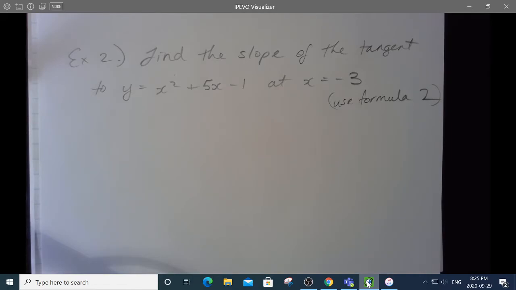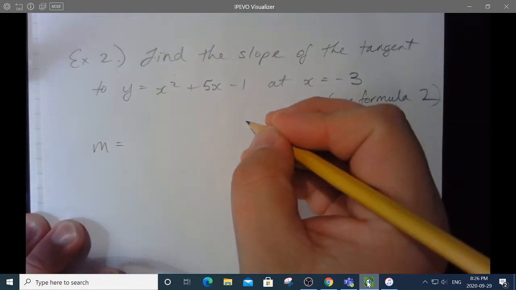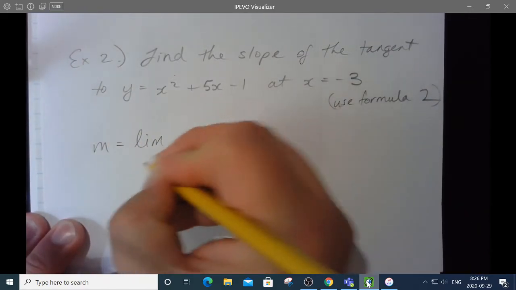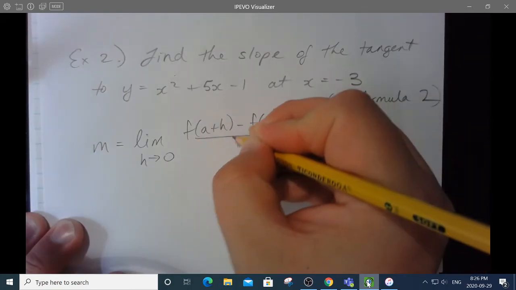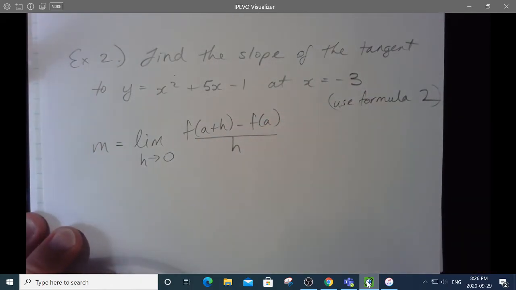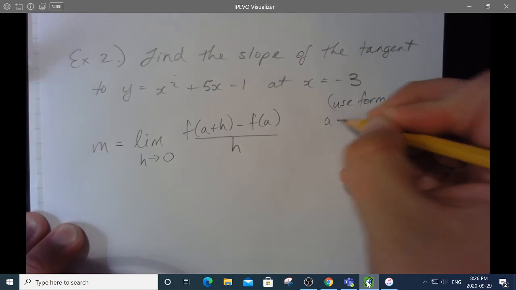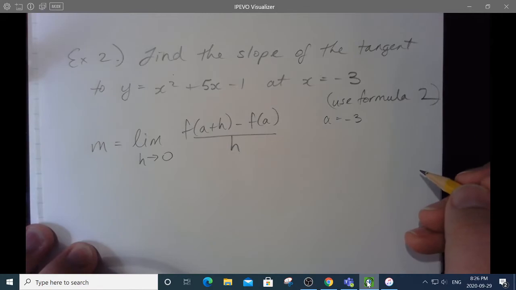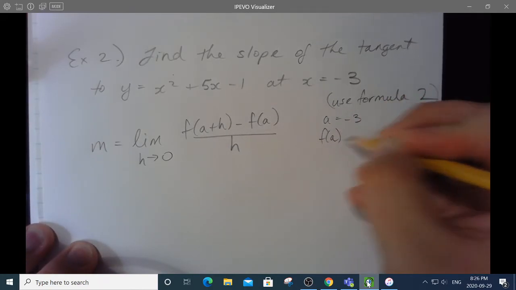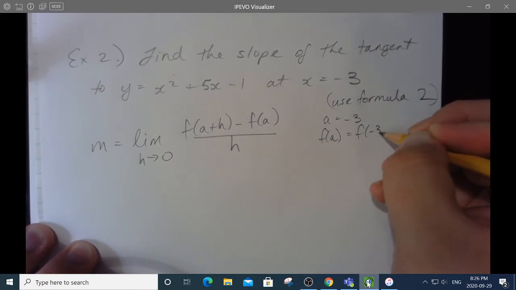So what are we going to do with this? Well, we're going to use formula 2, and formula 2 is this guy right here. M is equal to, the slope is the limit as h approaches 0 of f of a plus h minus f of a all over h. So how much is a here? Well, a is just this x value of negative 3. But I actually need to know f of a. So what's f of a? Or in this case, what's f of negative 3?